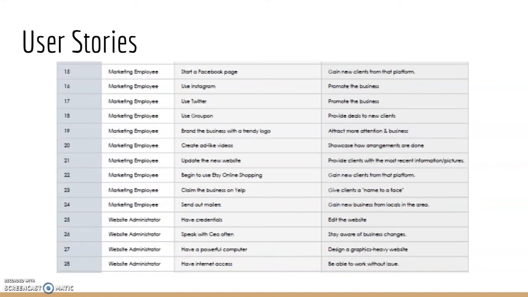For the next one, where, like I said, we're just going to jump around for these. As a marketing employee, I want to use Instagram so that I can promote the business. That's user ID number 16. We would have a marketing employee within Balloons by Shelly's, so that way they can handle all of those types of social media, website, mailer type of tasks for the business.